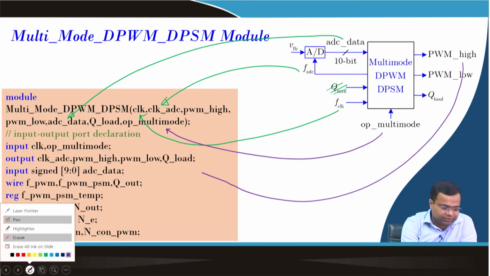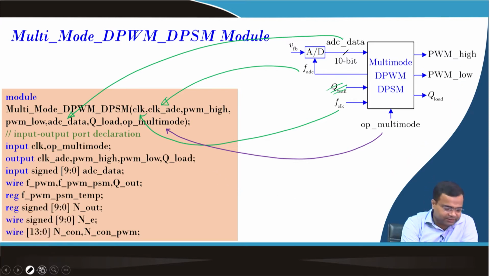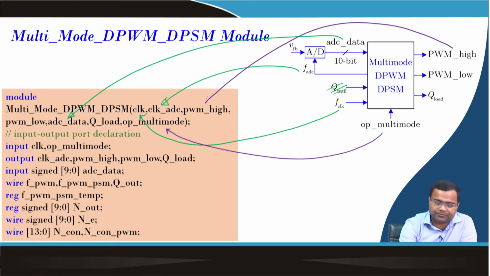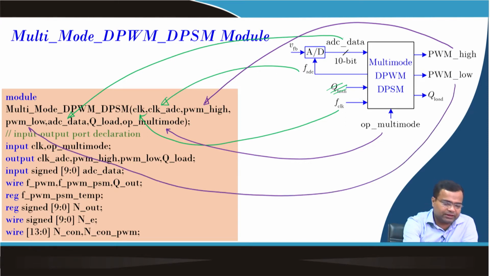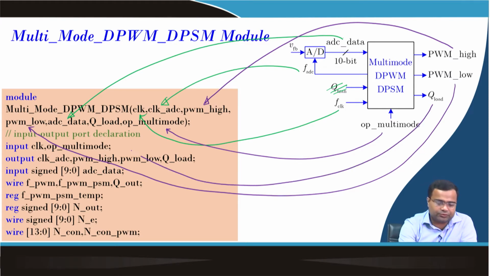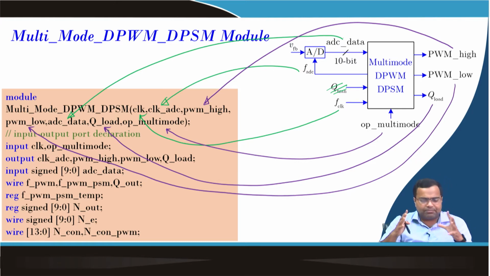Let me go in the other path. PWM high we can take from here to here. Then PWM low will go from here to here. Then ADC data we have already shown. Q load, this is the Q load. So, that means now we have mapped all the inputs and outputs, which are the external interface of this main module and which are going to the different FPGA pins.